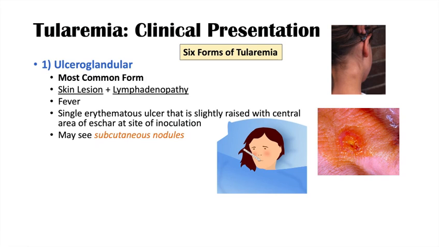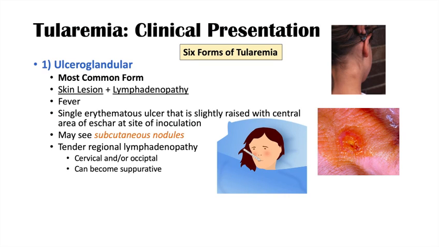You may also see some subcutaneous nodules. And again, this has tender regional lymphadenopathy. We often see it in the cervical chains, and we can also see an occipital lymph node that is enlarged and tender. And these lymph nodes can also become suppurative. The second form of tularemia is glandular. Again, just look at the name. All it really means is that there are glands involved.